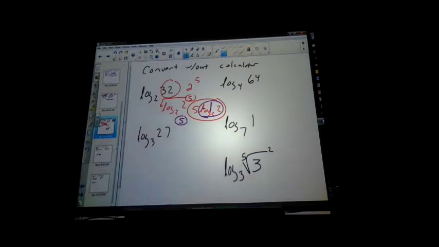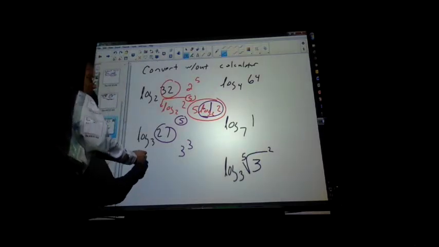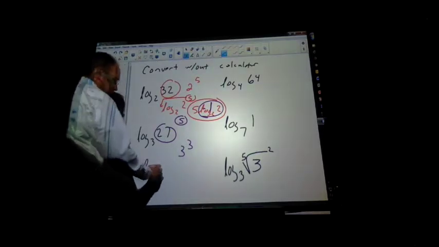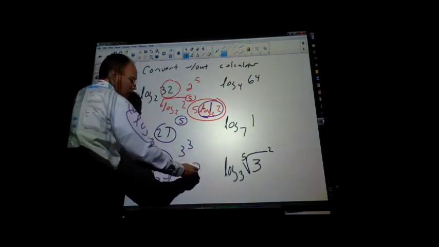Log base 3 of 27. I need to put 27 in base 3. So 3 to the first is 3, 3 to the second is 9, 3 to the third is? 27. So what's the answer to log base 3 of 27? 3. The reason it's 3 is that's the same thing as 3 to the third power. So if you get log base 3 of 3 to the third, that becomes 1. The exponent comes down front, so the answer is just 3.